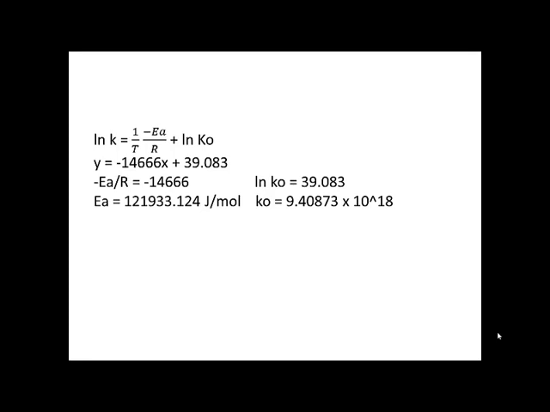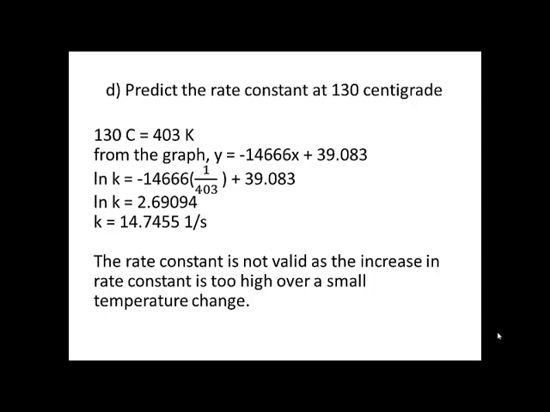So from the equation, we can use it to find our activation energy and our K0 based on the equation above. We know that 1 over T is our x-axis, and we know that negative EA over R is our gradient. So our gradient, which is negative 14666, we can find our EA using that equation. Whereas from our ln K, we know that it's the y-intercept, so we can just find K0 by just using the exponential rule.